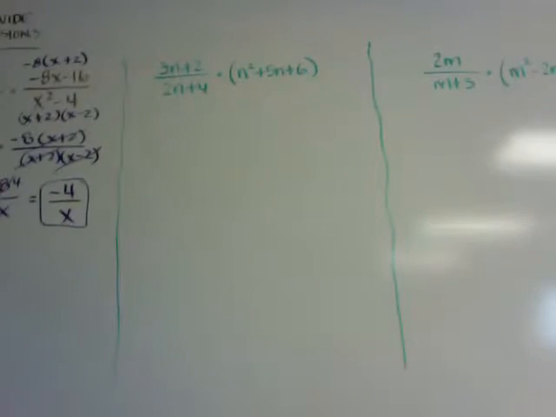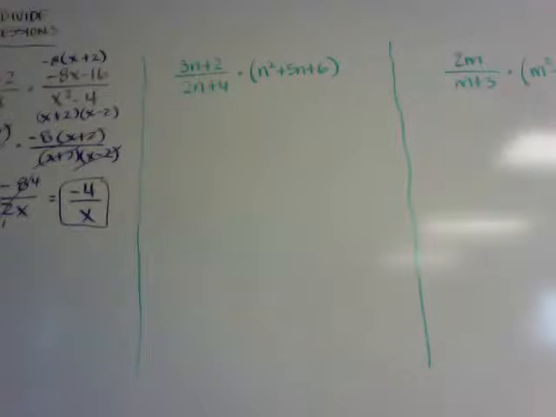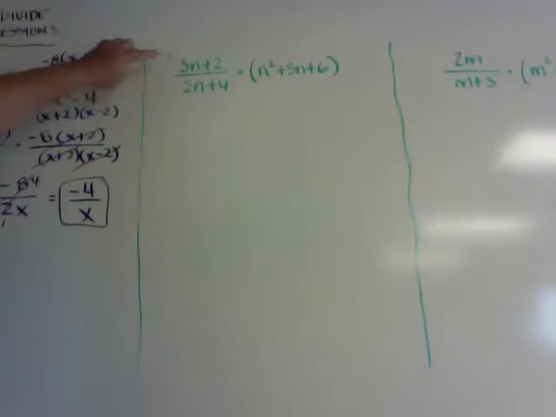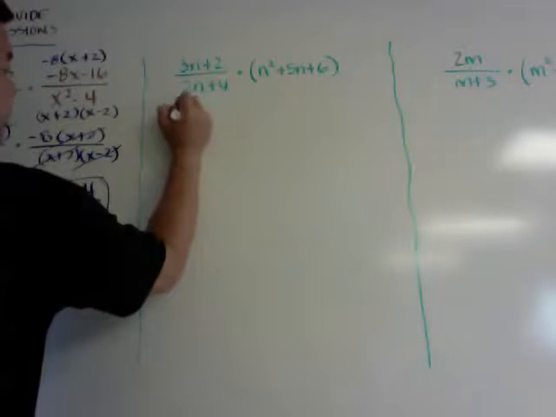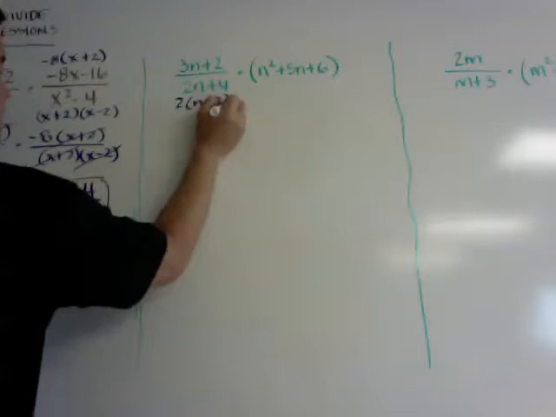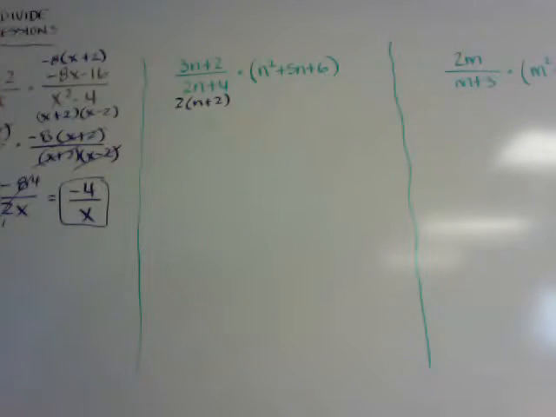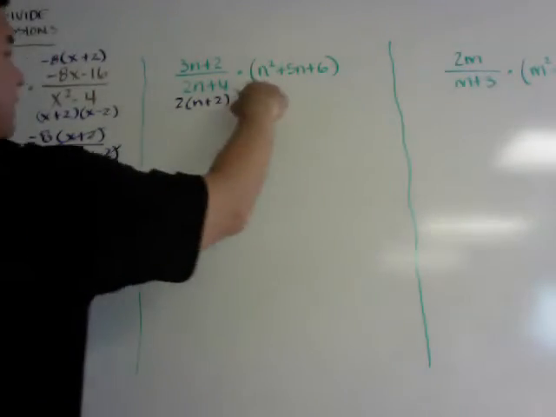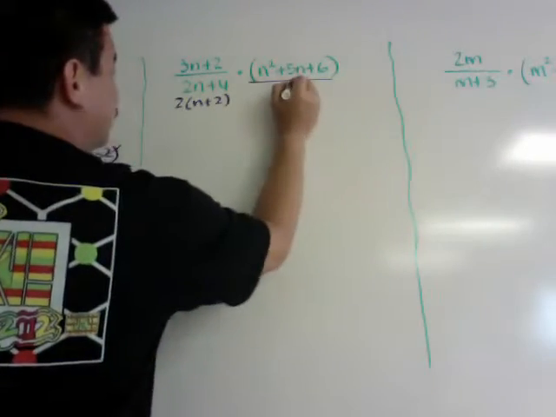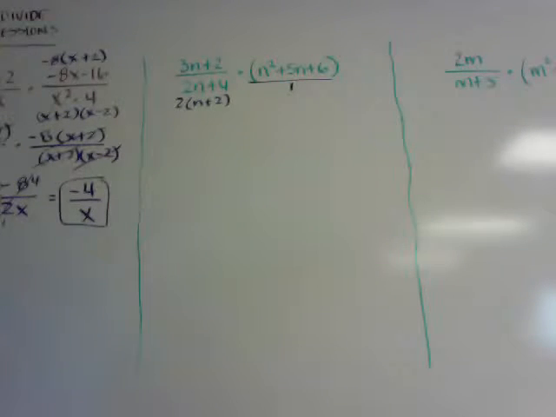Here's another multiplication problem. I'll do these one at a time. So on the top, there's nothing I can factor, but on the bottom, I can pull a 2 out. And if I pull out a 2, I have 2 times the quantity n plus 2. And if they give it to you as a monomial this way, or a trinomial, put it over 1, so it's like having a fraction times a fraction.